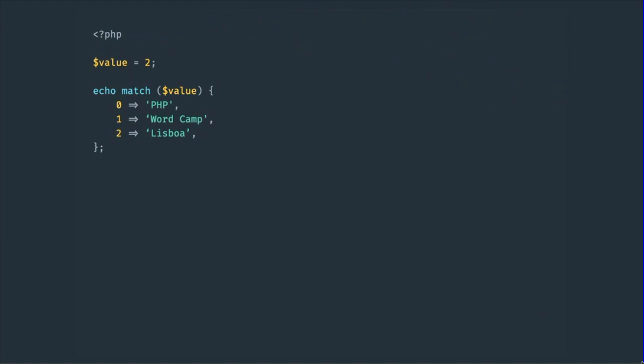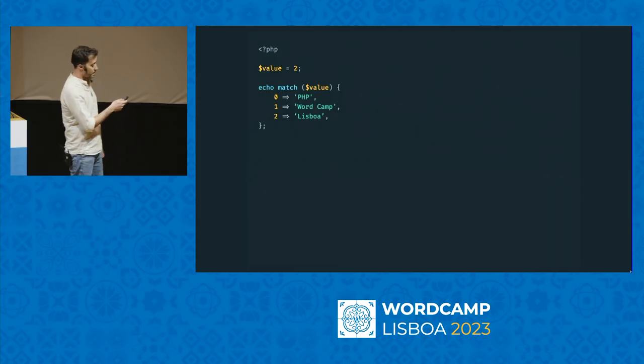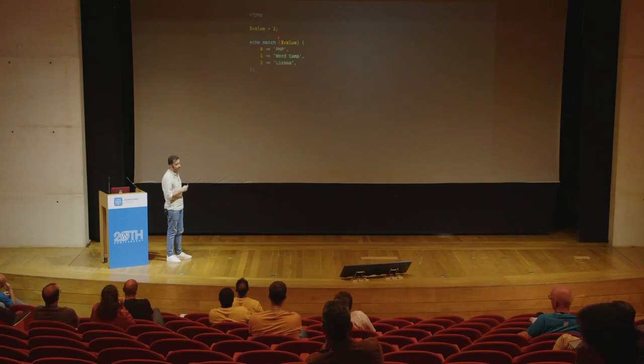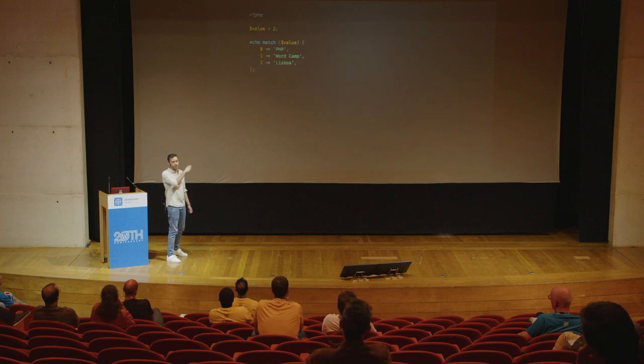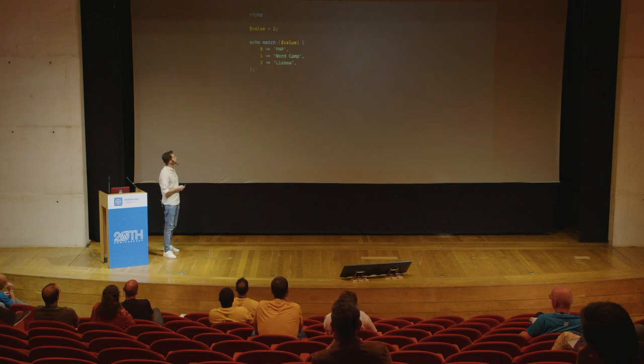To start, match is an expression, which means that I can echo it directly, or I can return it directly, or I can even attach it to a variable. We're going to see that further. It's a strict comparison. So if I have a value that's a 2, it needs to be an integer, which means it needs to match one of the cases on the left side of my match, right? The left side of match is your conditions, and the right side is the return related to that condition. So this is a strict comparison, which means that you need to be the same type.